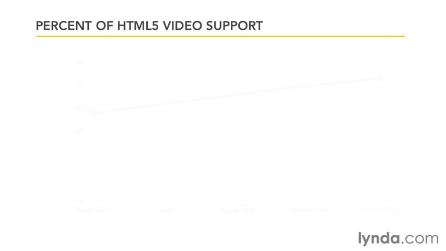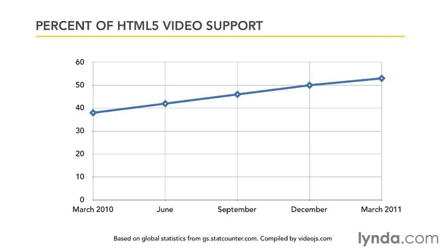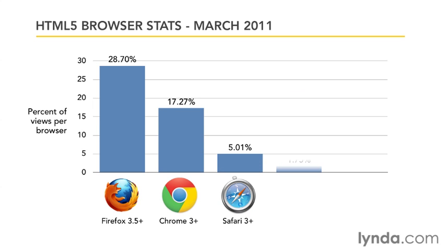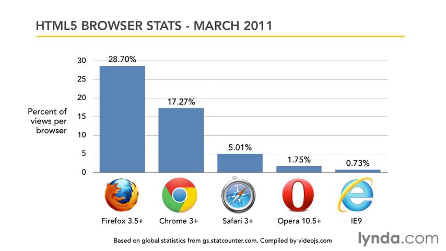audio. This chart is based on global internet user stats from statcounter.com, and you can see that from March of 2010 to March of 2011, user support for HTML5 video and audio has grown from 38% to about 53%. In this chart, you can see that 53% broken down by browser. Over half of your HTML5 supporting users will be using Firefox, then Chrome, Safari, Opera, and finally Internet Explorer 9. Now, with the official release of IE 9 in 2011, I expect we'll see IE start to climb the ranks in this chart, and the overall support of HTML5 will grow with it.